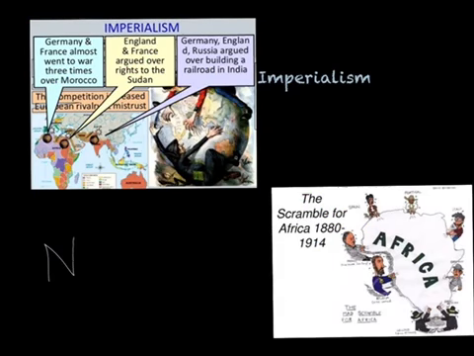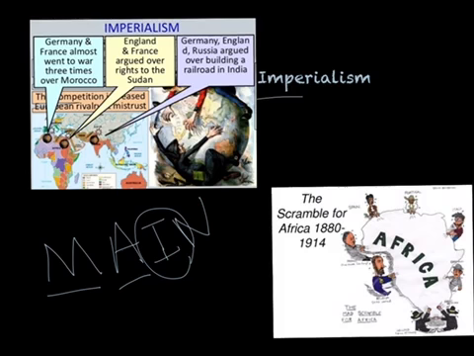So we're on the third main cause. So we know militarism, the building up of militaries, and alliances, groups of friendships. Now we have I, imperialism. This is a harder word. We talked a little bit about the United States being imperialistic and taking over Hawaii, but we see that this was happening all over Europe. I think that this is a really great image right here.